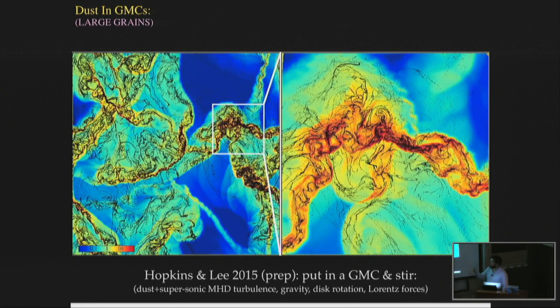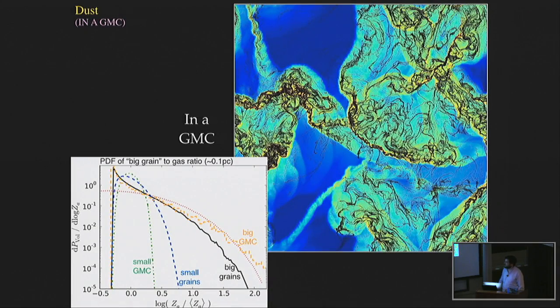It just feels the drag force from the gas. And it can form structures sometimes where there isn't a gas structure because of, for example, vorticity and strain in the gas trapping the dust grains effectively. So you can see there's not, in detail, that great a correlation between the dust and gas densities.